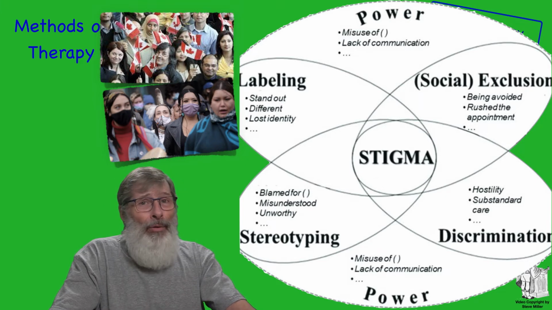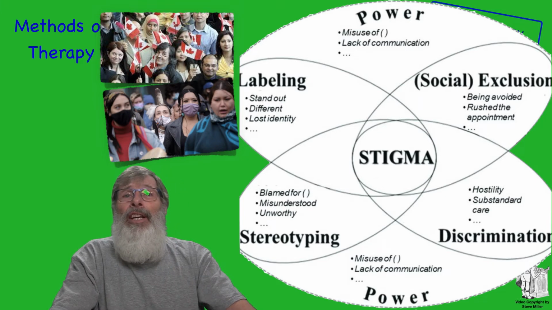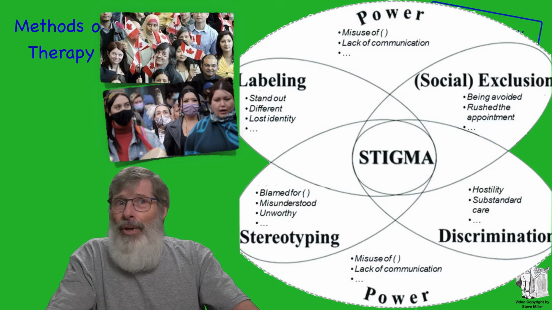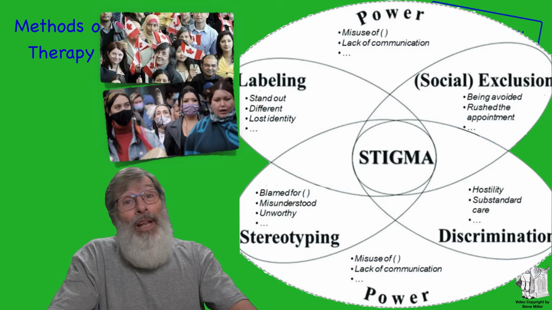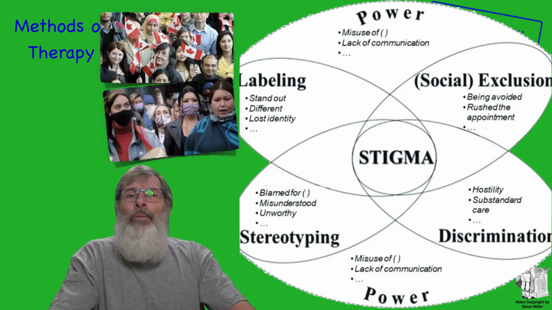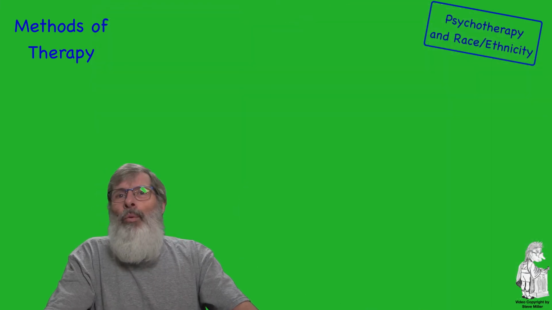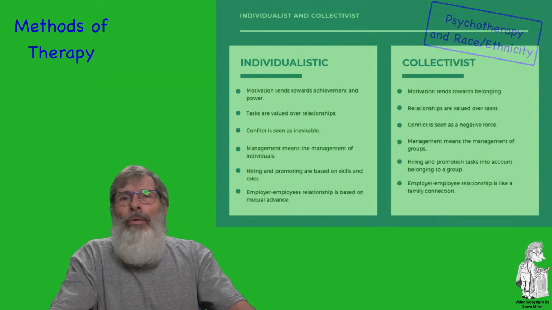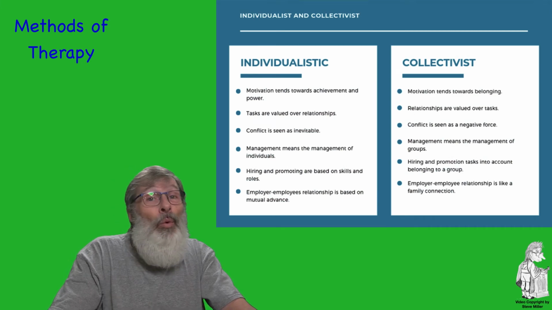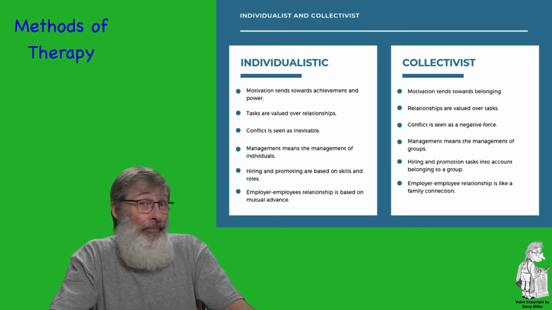Black Canadians, about 2.5% of Canadians, identify themselves as being Black. In addition to addressing the psychological problems of Black Canadian clients, therapists need to help them cope with the effects of prejudice and discrimination. As a therapist, be aware of two cultural variations, individualism versus collectivism.